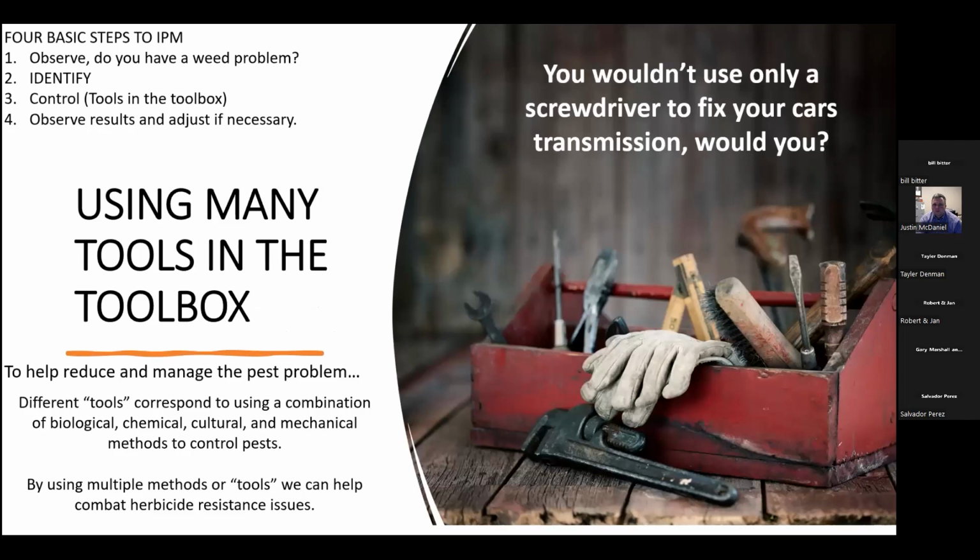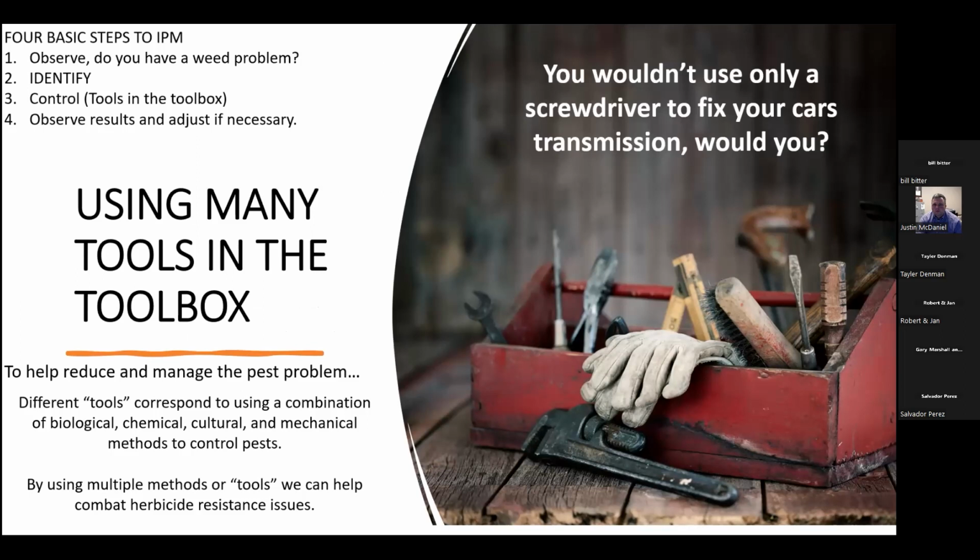So the third step of the integrated pest management program basically is going to be controlling those weeds. Okay, so you've already determined you have a weed problem. You've already identified what your weeds are. So now it's going to be time to try to control them and use a multifaceted approach with that. A lot of times you'll hear people saying using many tools in the toolbox.